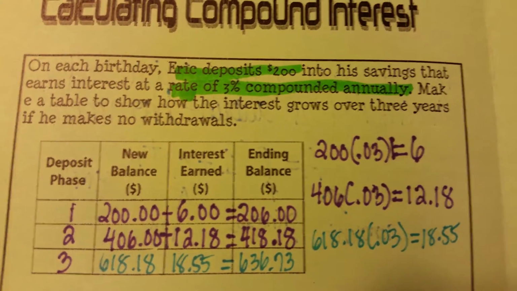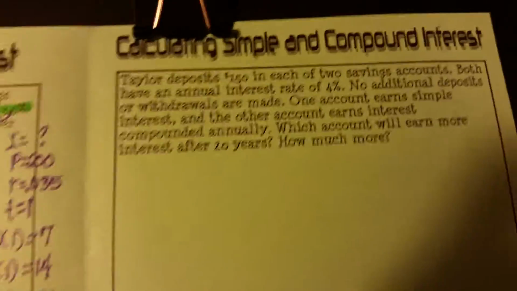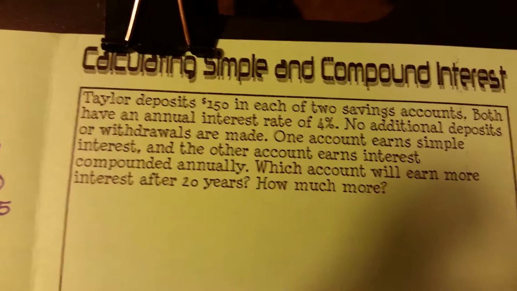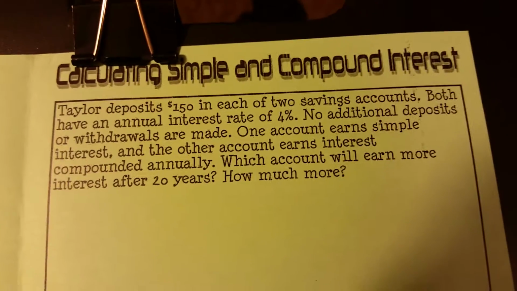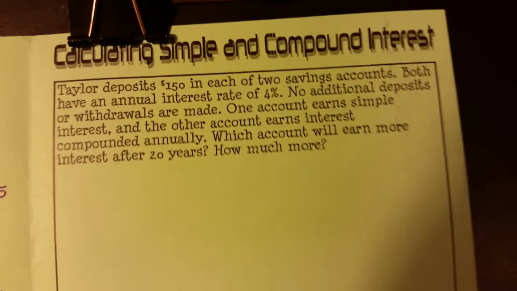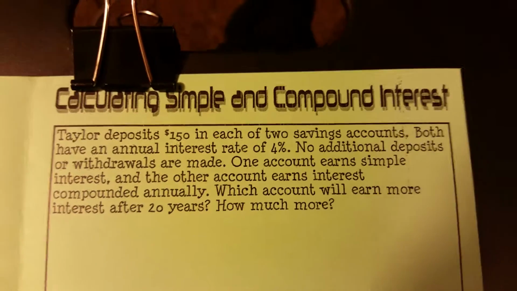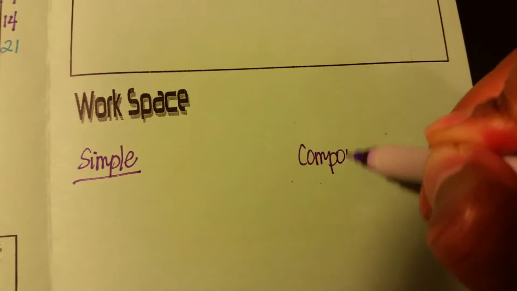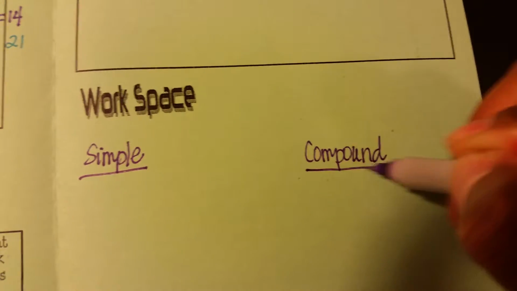Okay. All right, so now we're going to move on to calculating simple and compound interest. Okay, so on this example here, we're going to do something a little bit different. We're actually going to use the formulas to calculate these two. Okay, so in our workspace here below is where I'm going to show you how to do this. So we're going to do simple interest here on this side, and we're going to do compound on this side. Okay.